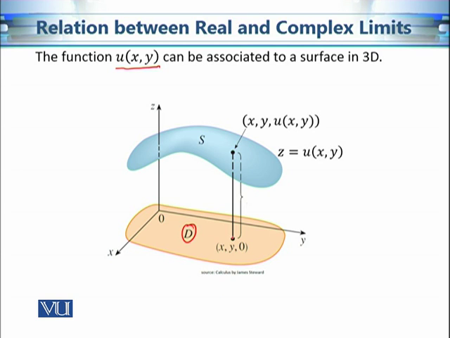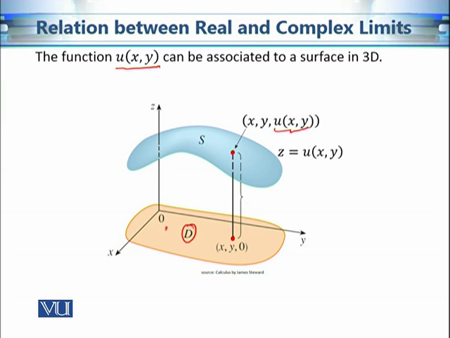Now, corresponding to each point of this domain, we can find the functional value and plot it along the z-axis. For example, this is a point in the domain and we can find its functional value at that point. Then we have a point in three-dimensional space where the x y coordinates are the same as the x y coordinates of this point of the domain, but the z coordinate is the functional value at that particular point. And similarly, we can find the functional value at any other point.